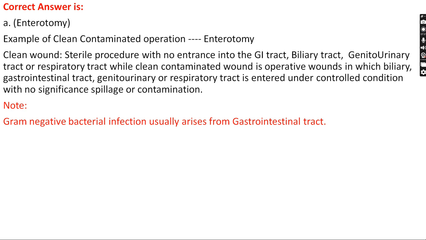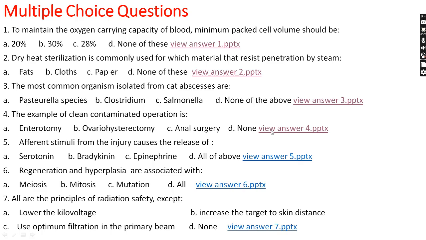A clean wound is from sterile procedures in which we don't rupture or open into an entrance like the GI tract, biliary tract, genitourinary tract or respiratory tract, while a clean contaminated wound is an operative wound in which we just penetrate areas like the biliary tract, gastrointestinal tract, genitourinary tract or respiratory tract, okay. But we don't spill their content, okay. And the major bacterial infection arising from the gastrointestinal tract is gram negative bacterial infection, okay.